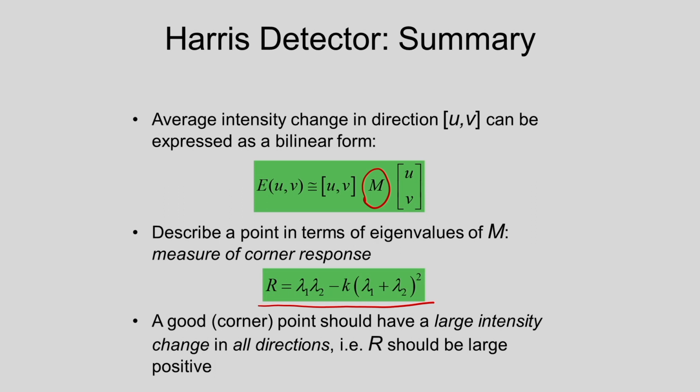And pictorially, what is the meaning of lambda 1 and lambda 2? Lambda 1 is the eigenvalue corresponding to the major axis of the ellipse, and corresponding to the minor axis the eigenvalue is lambda 2. But from the matrix M I have to determine the eigenvalues lambda 1 and lambda 2. And after this, based on this corner response, I can determine the corner points.